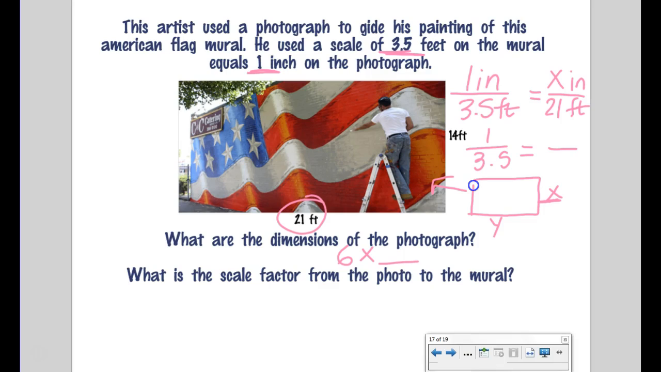And this one, when you cross multiply, you should have gotten 4. It was a 4 by 6 picture.